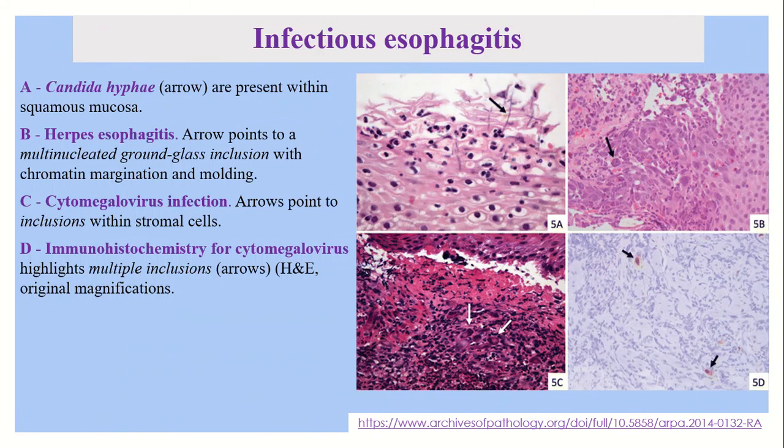Another kind of esophagitis is infectious esophagitis. Here you see the esophagus affected by Candida, the fungi. Here you see the hyphae of the Candida. Then herpes esophagitis. Here we see multinucleated ground glass inclusions inside of the cells with chromatin margination and molding. Then during cytomegalovirus infections, we see inclusions within the stromal cells, and immunohistochemistry for cytomegalovirus, where the arrows highlight the multiple inclusions.